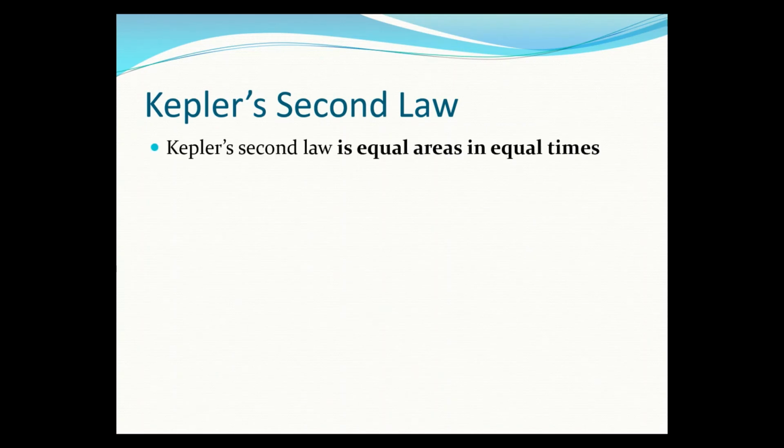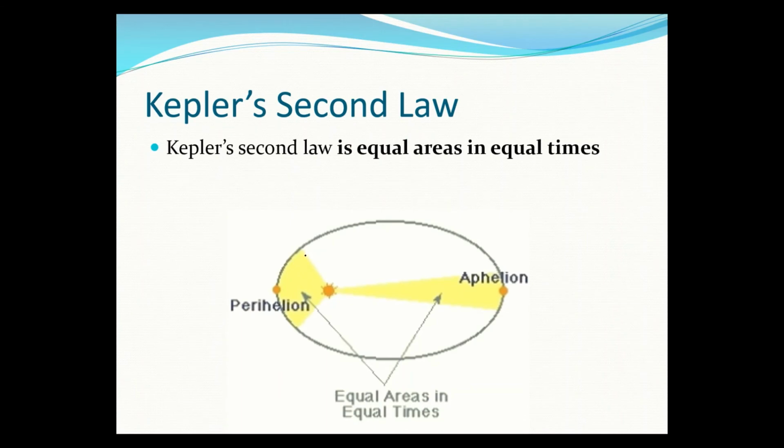Kepler's second law is the equal areas and equal times law. And what that means is this is when the Earth is closest to the sun. And when would you think that the Earth is closest to the sun? Well, you're probably wrong, because we're closest to the sun in December.